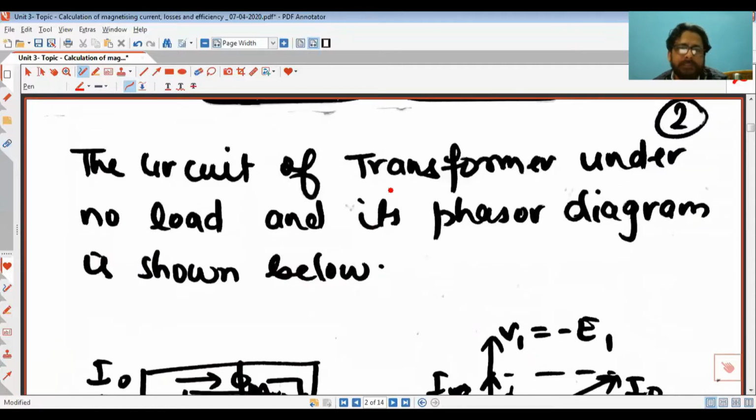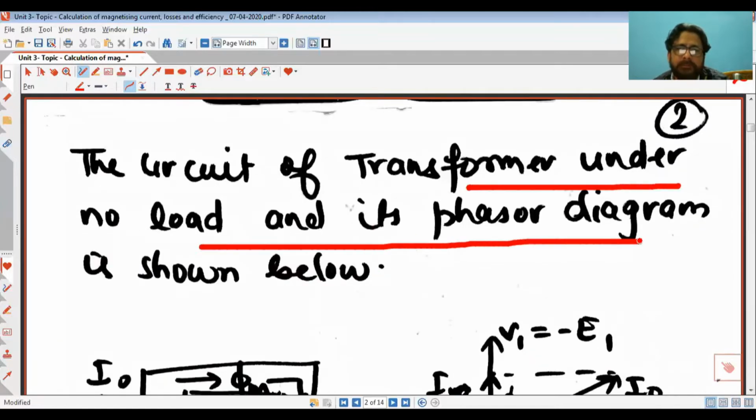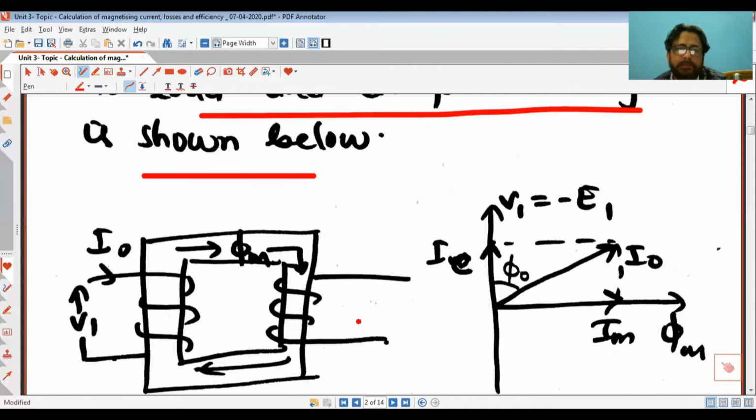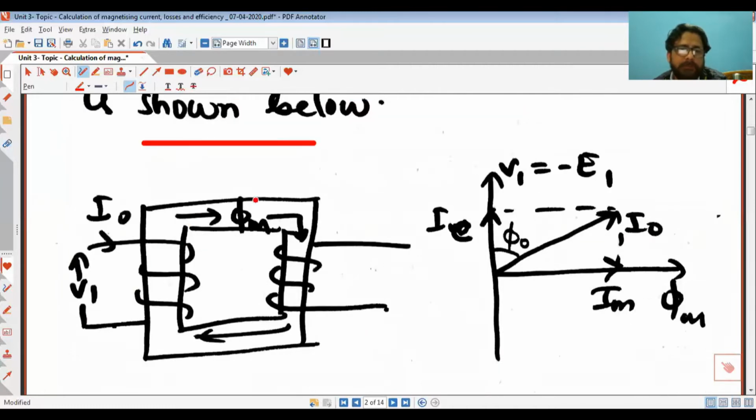Now if we see the circuit diagram of the transformer on no load, here you have the core of the transformer, and phi m is the maximum value of flux or mutual flux basically. I naught is the no load current, and V1 is the primary voltage or RMS value of the primary voltage. So the no load phasor diagram of the practical transformer is given here. You can see that the mutual flux is because of the magnetizing component. So that is why these two parameters are in phase with one another.